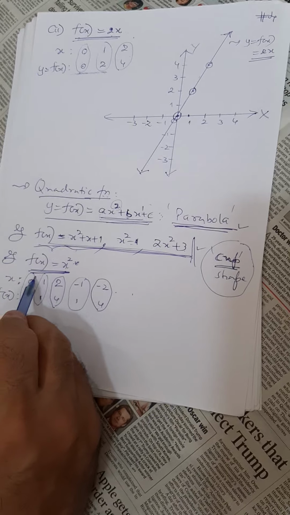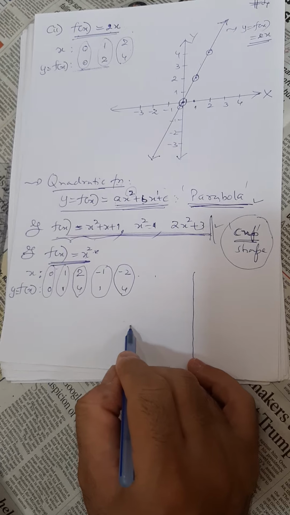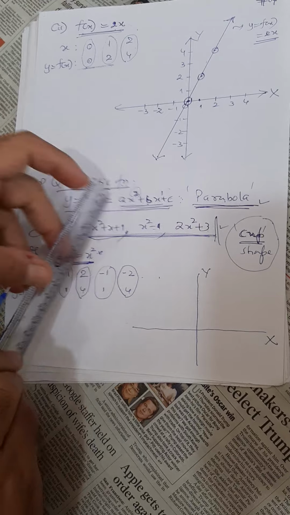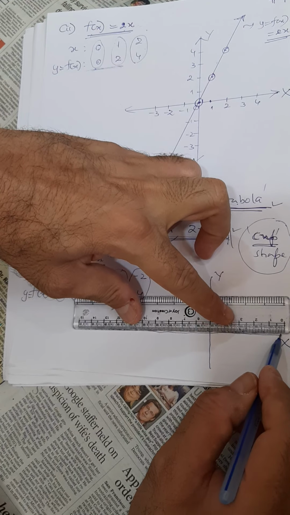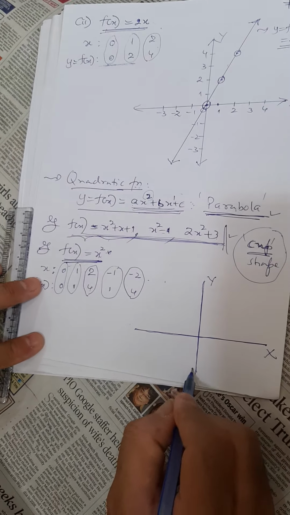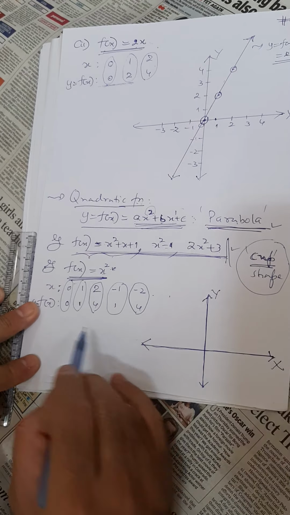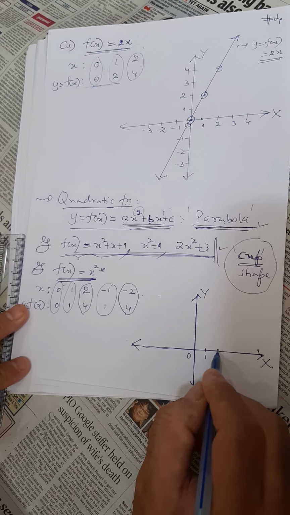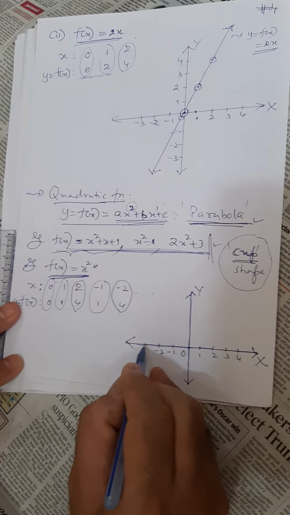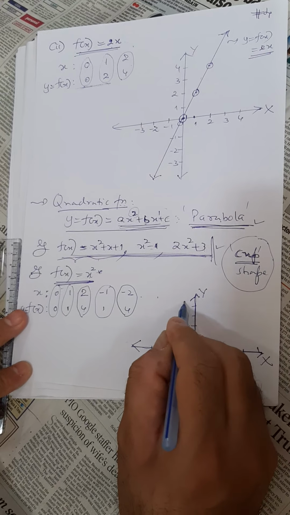Now I'll try to present these points in the Cartesian plane. This is the x-axis, this is the y-axis. Let me use a foot ruler. You are not going to use graph paper, remember, just draw in your book. Now you know this is the origin. Here you have 1, 2, 3, 4. Here again you have minus 1, minus 2, minus 3, and so on. This is 1, 2, 3, 4, and so on.